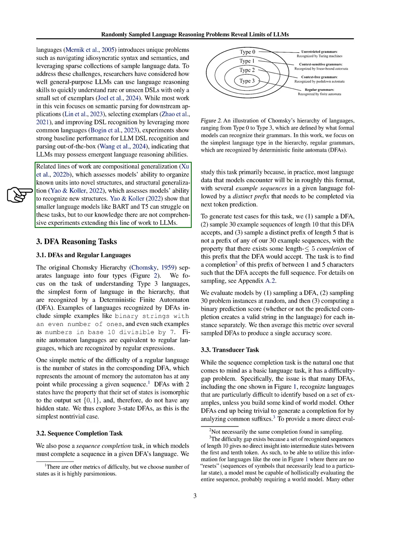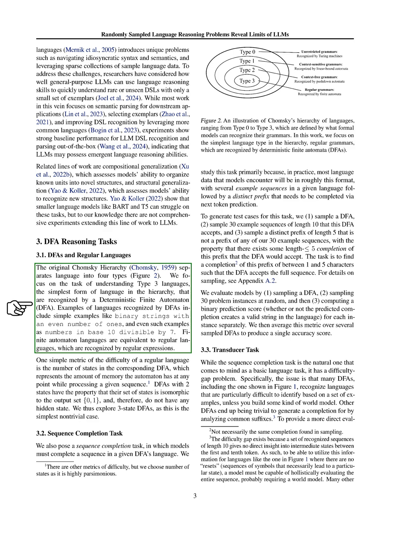Section: DFAs and regular languages. In this section, we examine deterministic finite automata, DFAs, and regular languages, focusing on Type 3 languages, which are the simplest in the Chomsky hierarchy. These languages can be recognized by DFAs, with examples including binary strings that have an even number of ones and base 10 numbers divisible by 7.